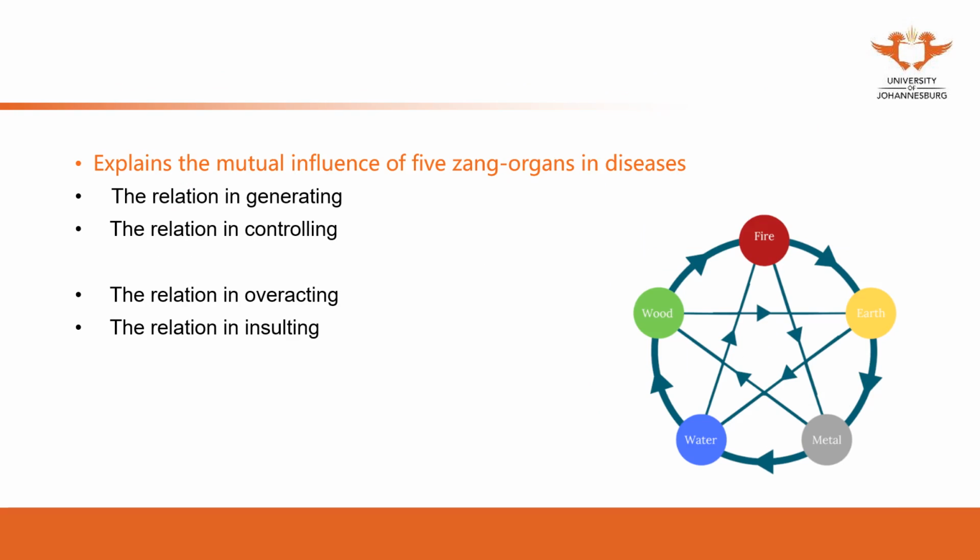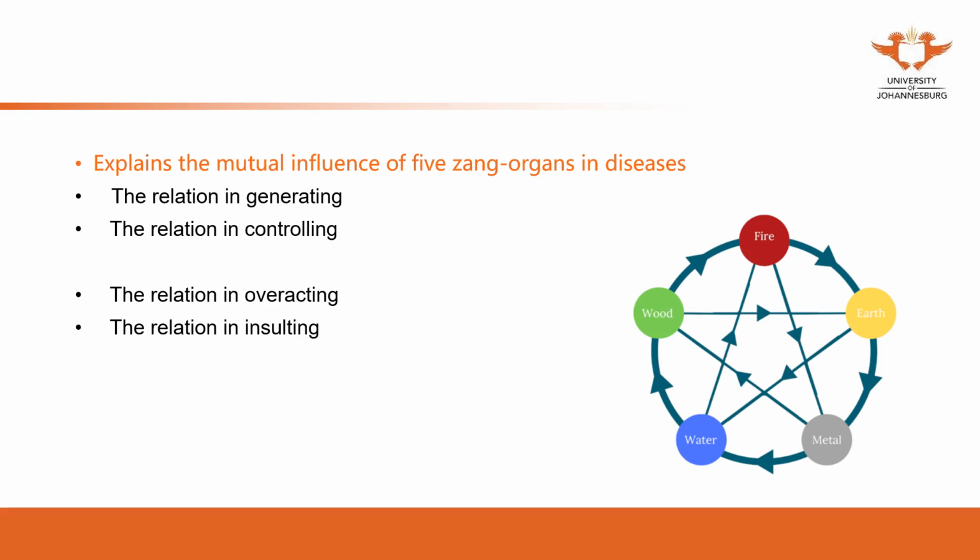When talking about the development and the change of diseases, these can also be explained through the five-element theory. For example, the generating, the mother element or mother organ, and the son organ or son element. The water and the wood. The water can generate the wood, which means the kidney can generate the liver. A patient who suffers from kidney deficiency may develop liver deficiency. This is the mother element affecting the son element.